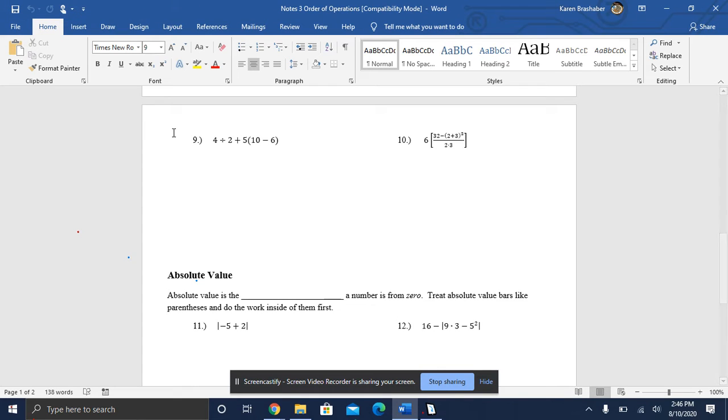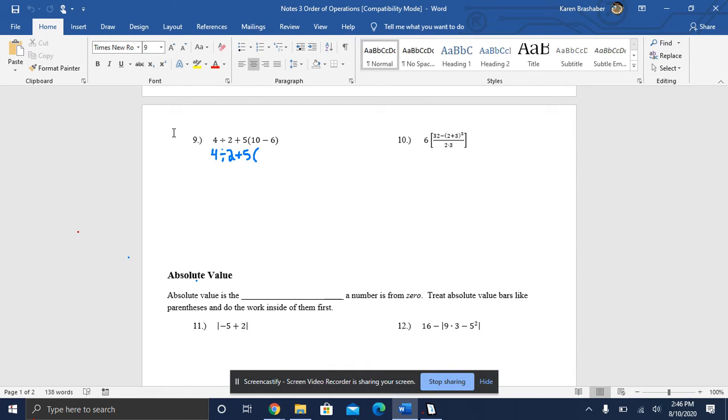I have a couple of challenging problems that put all of the different pieces together for order of operations. And so you have to be sure that you start with the appropriate part. So in problem number 9, I see a parentheses. That should always grab your attention first. And so I'm going to just recopy 4 divided by 2 plus 5.